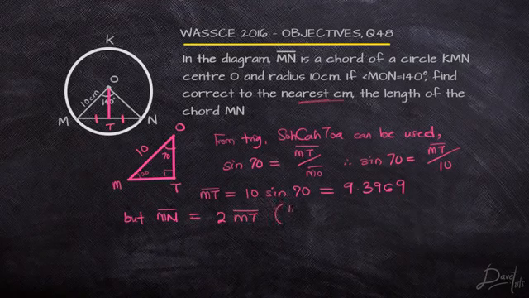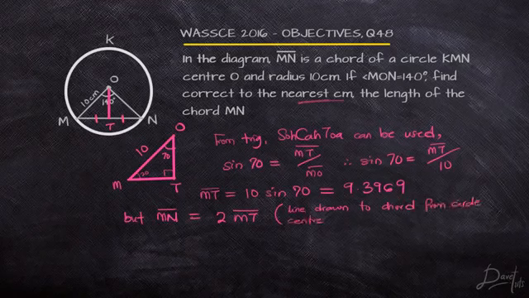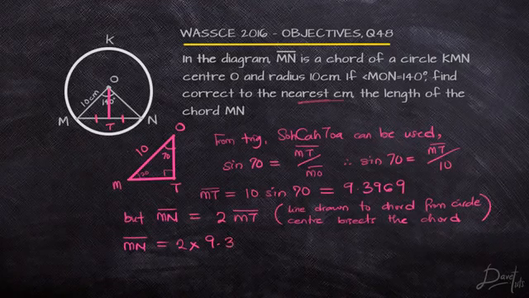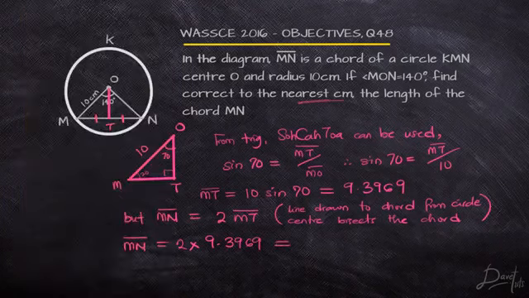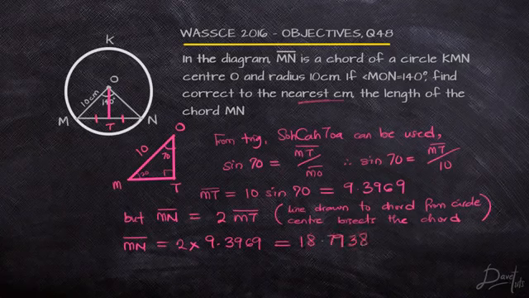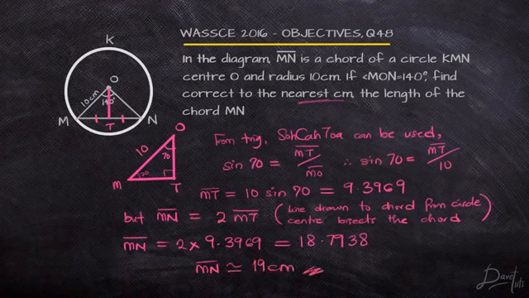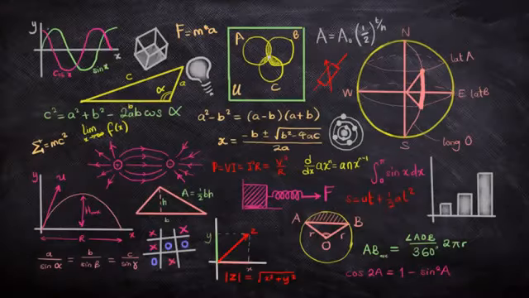Now, nobody introduced MT for us. We introduced MT, but from what we drew and the properties of a circle, we know that MT is going to be half of MN because a line drawn from the center of the circle perpendicular to a chord bisects the chord. And using that principle, we know that MN is going to be twice the MT that we just calculated, and that is 18.7938. And since the question is asking us to get the nearest centimeter, that will be approximately 19 centimeters. Now, those are some of the applications of the principles of circle geometry that we can make use of in solving our questions.